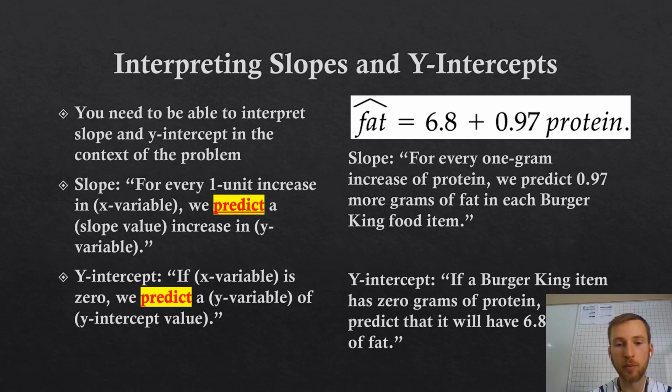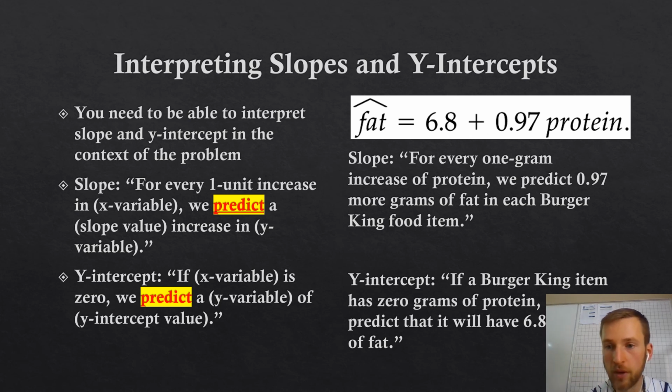And for the y-intercept, we say if our x variable is 0, we predict a y variable of whatever that y-intercept is. Of course, you don't want to just say x variable, y variable. You want to plug in those actual variables, the name of them. So in our example, for slope, in this case 0.97, we would say that for every 1 gram increase of protein, we would predict a 0.97 gram increase in fat content for each Burger King food item.